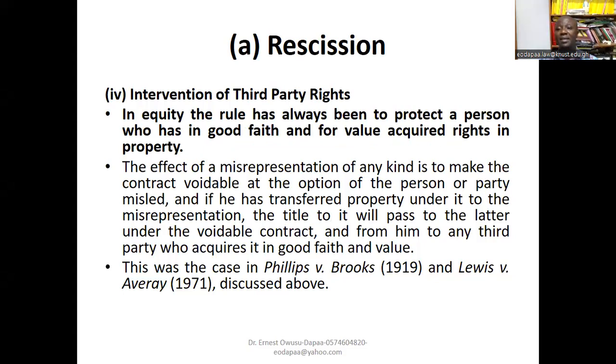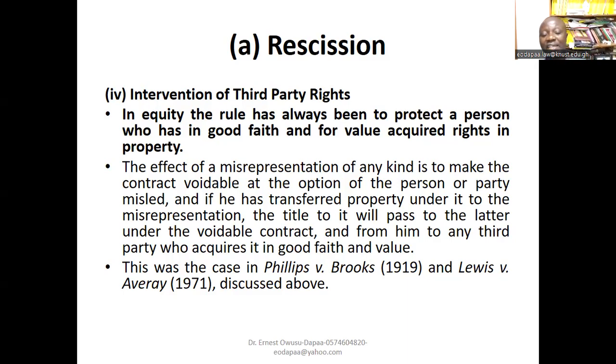And fourthly, rescission will also not be available where there has been intervention of third-party rights. You know, what equity seeks to do is to protect a person who has in good faith and for value acquired rights in property. And this is a very important equitable doctrine. The bona fide purchaser for value, you remember that? Good.